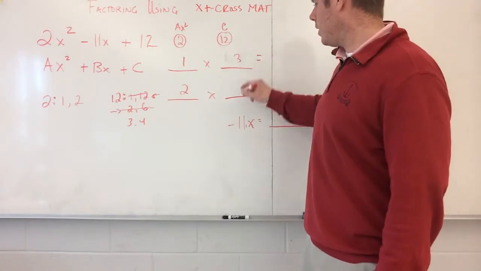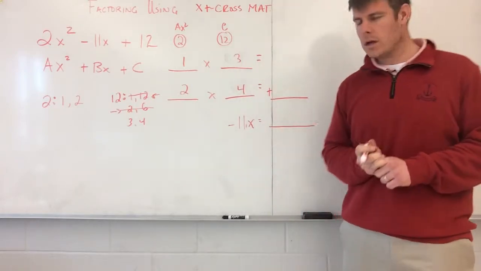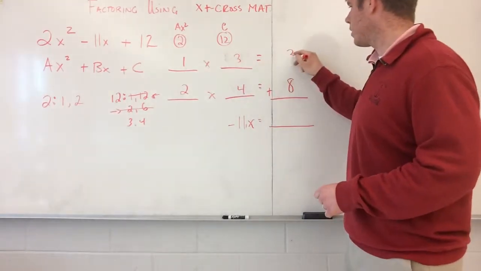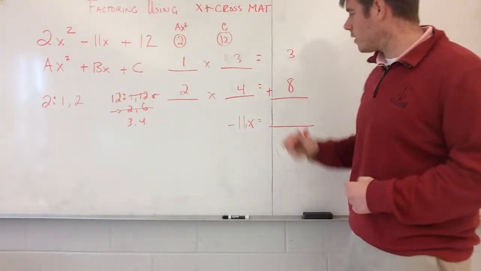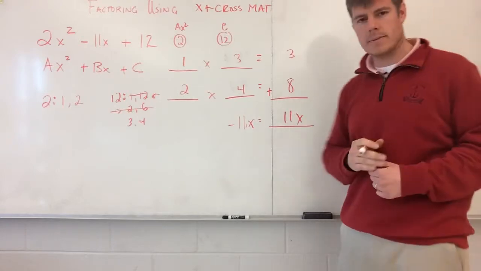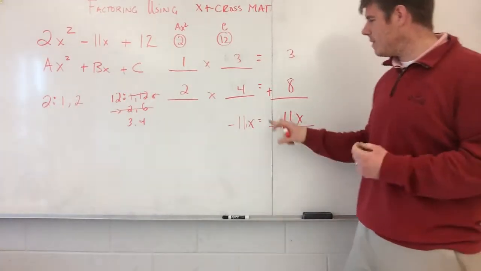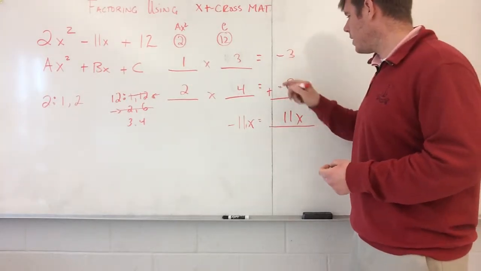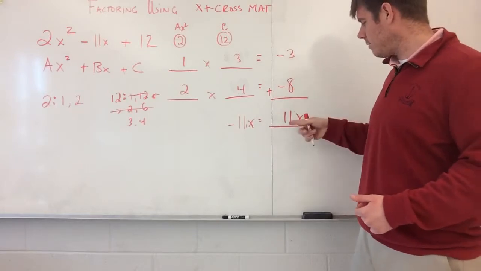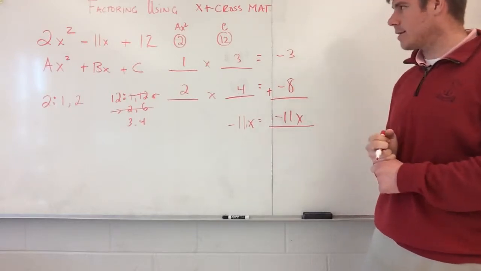If I put 3 here and I put 4 here, 2 times 4 is 8, and 1 times 3 is 3. So now I've got 3 plus 8, which makes positive 11x. But the goal is to make negative 11x, so these both need to be negative in this case. So negative 3 plus negative 8 makes negative 11x.